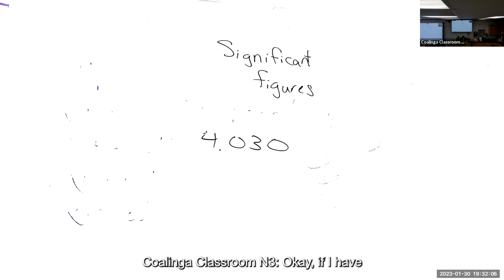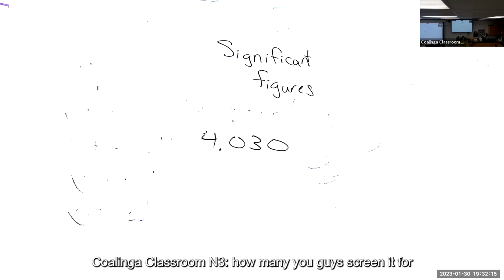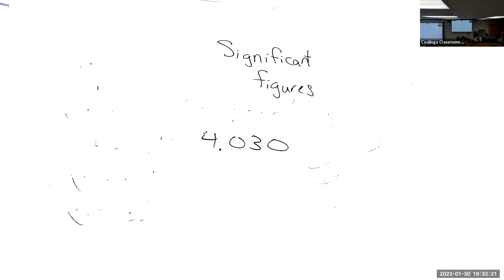Okay, if I have 4.030, anything after, does it matter? You said 4? How many of you guys agree with 4? Anybody disagree with 4? Okay, the correct answer is 4. You took the time to do the 0, so these are actually going to count. This is in between, so it's always gonna count.